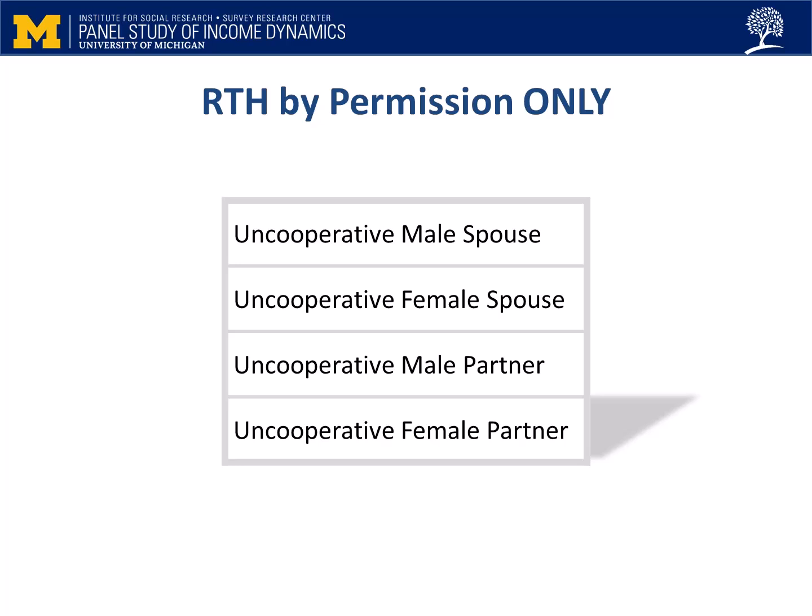If circumstances change and the person becomes cooperative, you may contact your team leader to get permission to change the RTH appropriately. This will require a reevaluation of all relationship to reference person codes in the family.